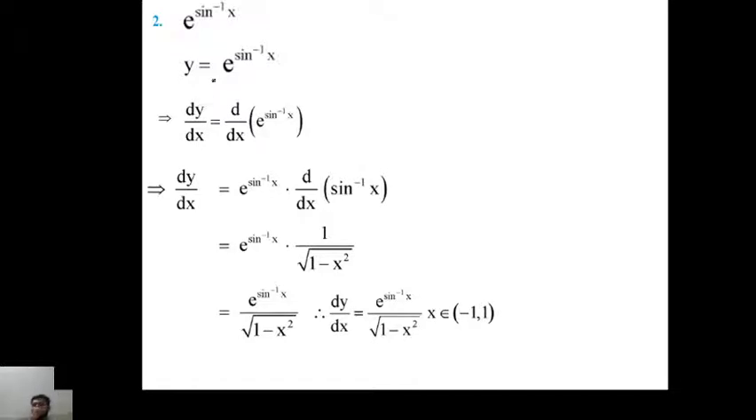Next, find differentiation of e raised to sin inverse x. You have to find differentiation of e raised to sin inverse x. Let us assume, let your function is y, let y is equals to e raised to sin inverse x. Okay, now differentiate with respect to x on both the sides. So differentiation of y is dy by dx, e raised to sin inverse x, differentiation of e raised to sin inverse x. Now differentiation of e raised to x is e raised to x.